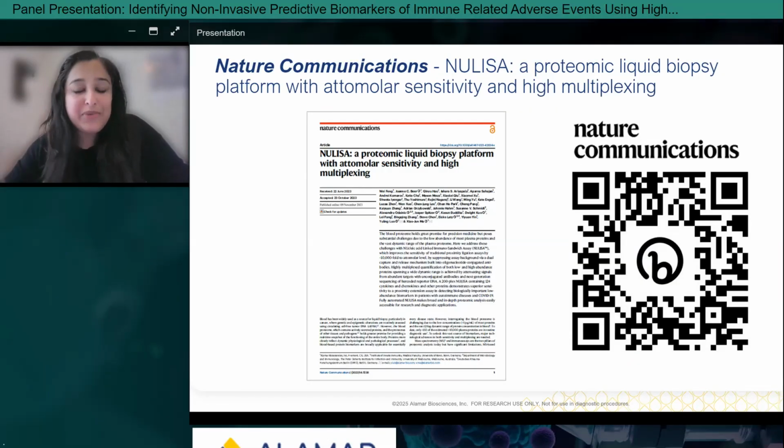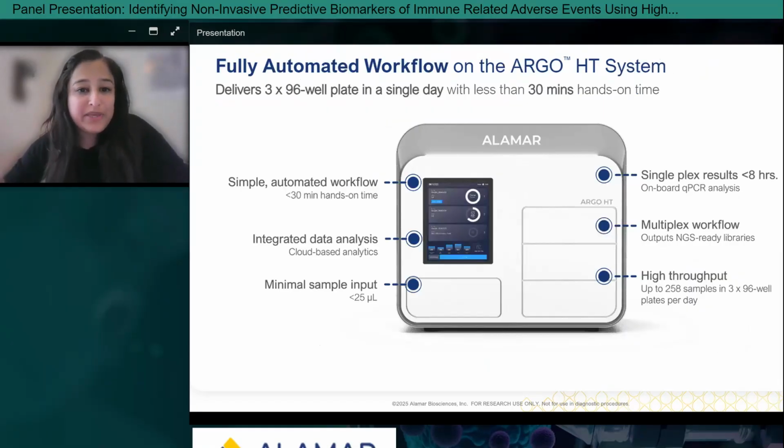So I talked about some of the key pillars of the technology, the multiplexing, the sensitivity. The fourth pillar was really the automation. And the automation of the entire workflow is achieved through the Argo HT platform. So Argo has 3 bays that can accommodate 396 well plates and analyze up to 258 samples in under a day. It requires minimal sample input in the range of less than 25 microliters and minimal hands-on time for the assay setup. The flexible chemistry also enables us to transition seamlessly from single-plex formats to multiplex formats.